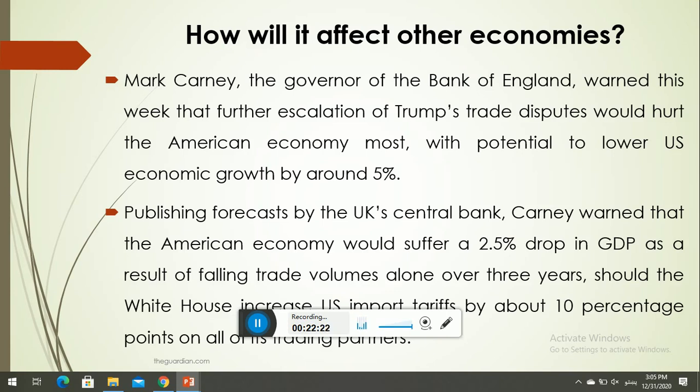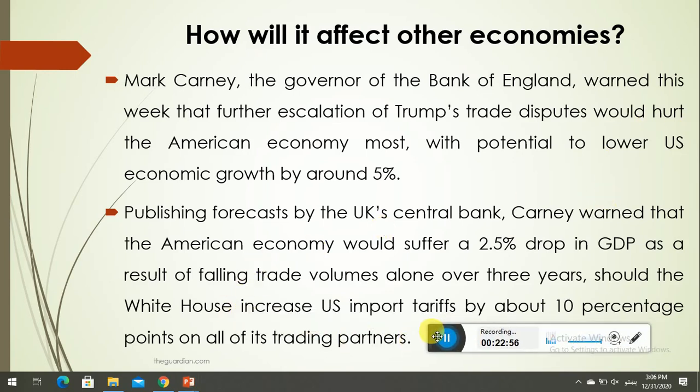So Mark Carney, the governor of the Bank of England, warns that because of imposing this tariff, or because of this policy, the US economy will be affected, and they will suffer a lot, so their growth will suffer. So he warned that if they had free trade and didn't have this issue, it would be better for both countries.